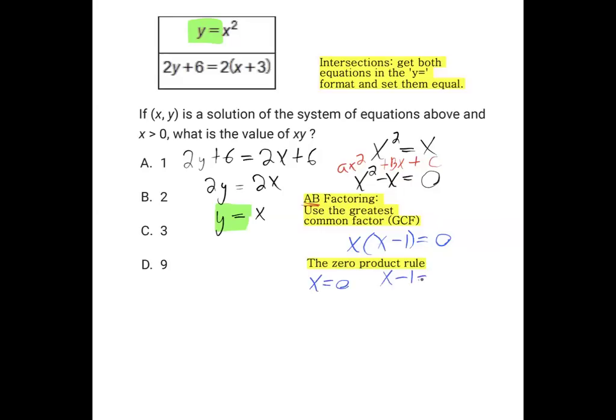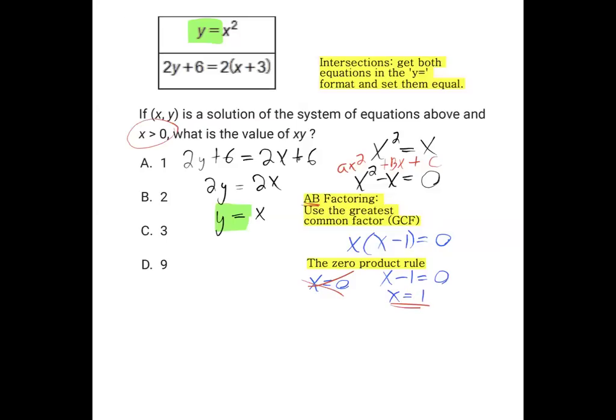x equals 0, x minus 1 is 0. And here you can add 1 to both sides. So we have x is 0 and x is 1. Now we know why they told us that x had to be greater than 0, because it can't be that one. It has to be that one.